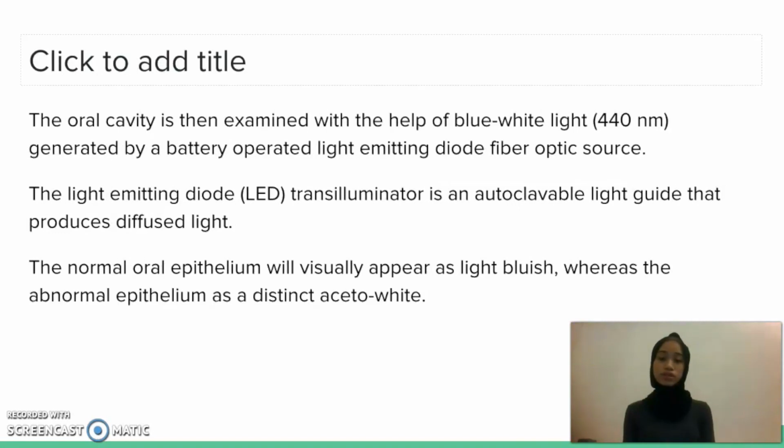Next, the oral cavity is examined with the help of blue-white light, which is around 440 nanometers, generated by a battery-operated light-emitting diode fiber optic source. The light-emitting diode transilluminator is an autoclavable light guide that produces diffuse light. The normal epithelium will visually appear as light bluish, whereas the abnormal epithelium appears as a distinct aceto-white.